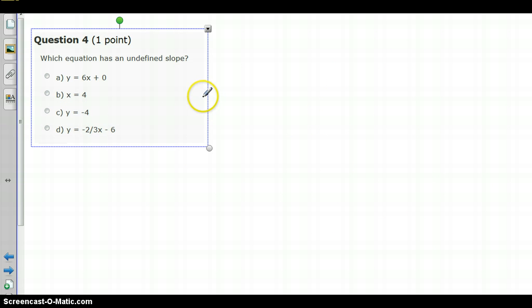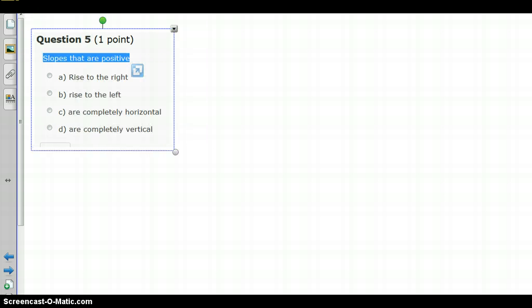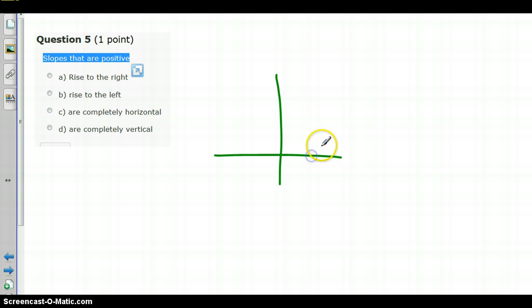Number 4, which equation has undefined slope? Oh, I just did that. Number 5. Slopes that are positive. This is a blue question. I don't know why it's in blue. Slopes that are positive do what?